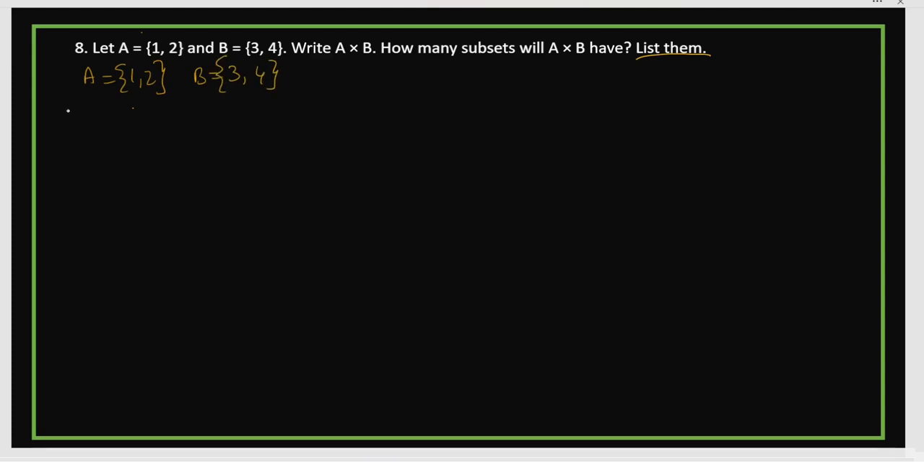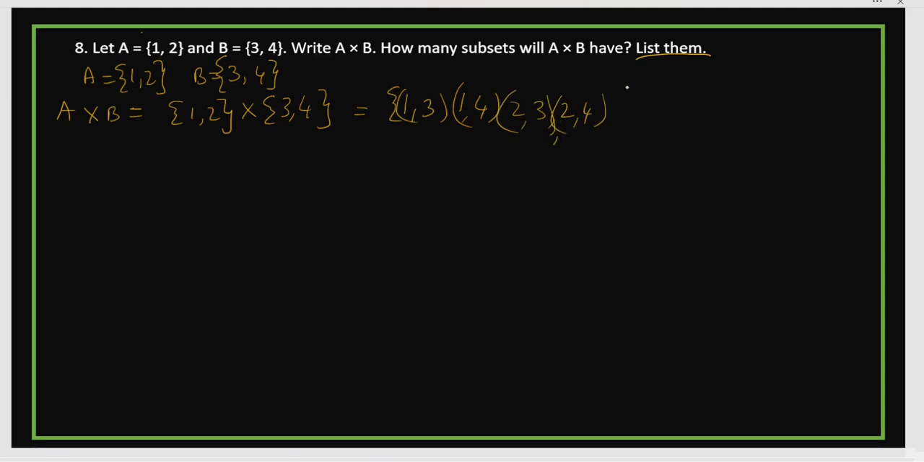So what is the Cartesian product A cross B? It is {1, 2} cross {3, 4}. Right? The Cartesian product: you take 1, which pairs with the other two elements, 1 3 and 1 4, and 2 pairs with the other two elements, 2 3 and 2 4. That's it. This is very simple, right?